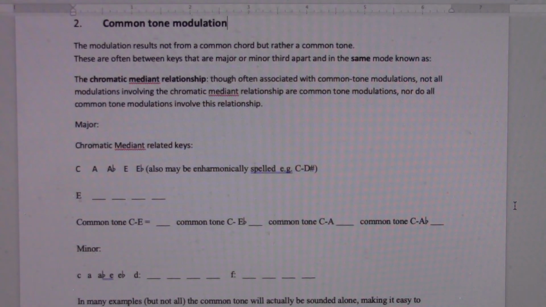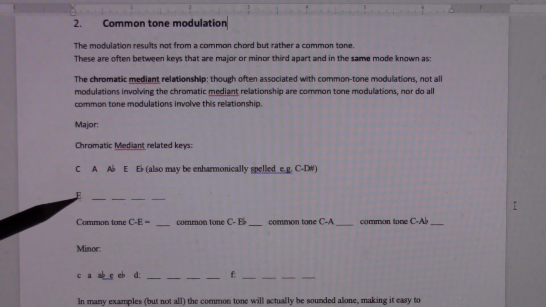So if I modulate to these keys, I will have one common tone. Between C and A, there's a common tone, it's the E. Between C and A flat, there's a common tone, it's the C. And between C and E, there's a common tone, which is the E. Between C and E flat, the common tone is the G. So you can use this key relationship for modulation.